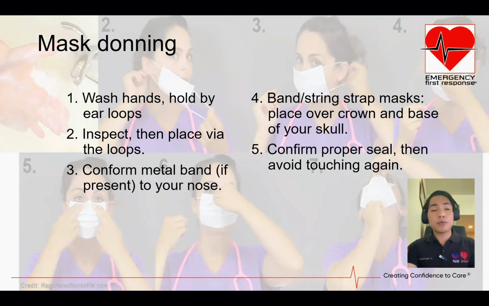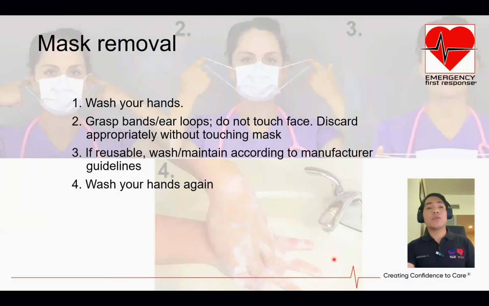So this is the procedure in mask donning. Next is mask removal. First, before removing your mask, make sure you wash your hands thoroughly. Next, grasp the ear bands or ear loops. Again, do not touch your face. Discard it appropriately without touching the mask. If reusable, wash and maintain it according to the manufacturer's guidelines. Again, wash your hands. It's very important. So, this is the procedure in mask removal.